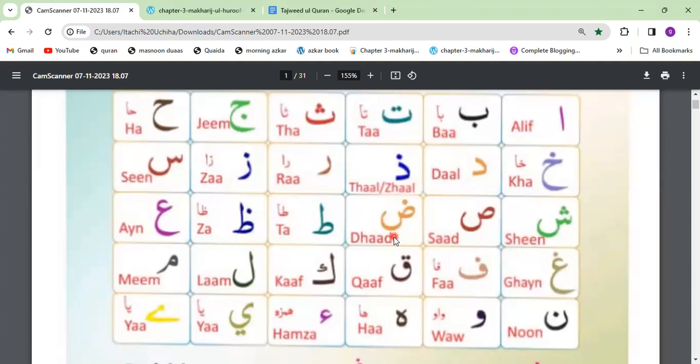Then we have the letter Dad. To pronounce the Dad, you have to spread the back of your tongue in between your molars, right? Dad.